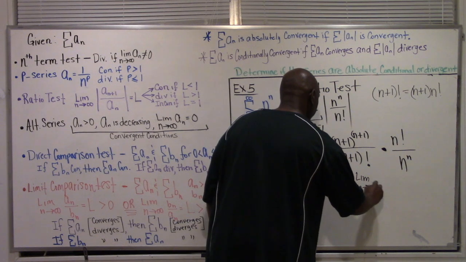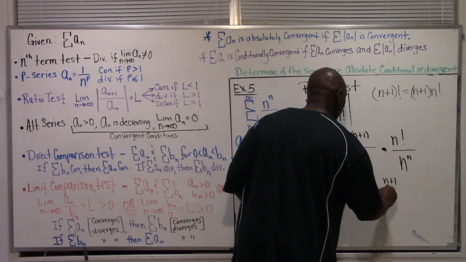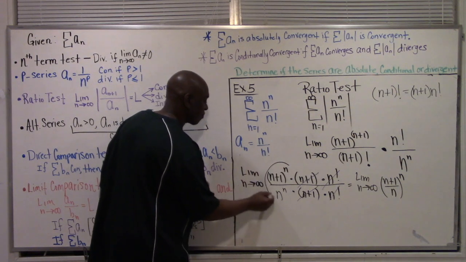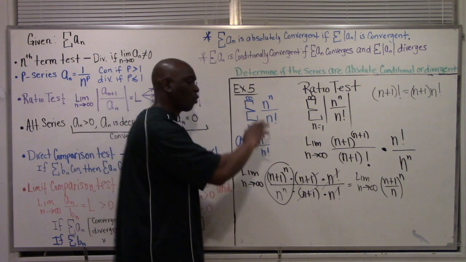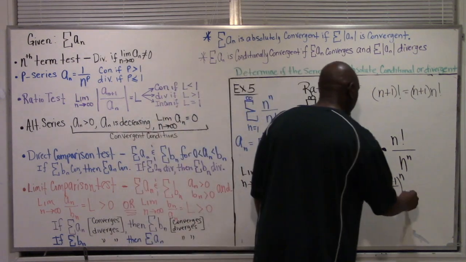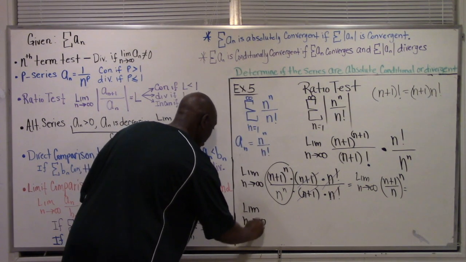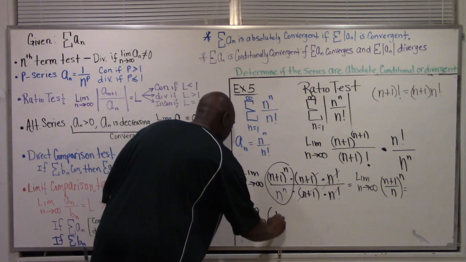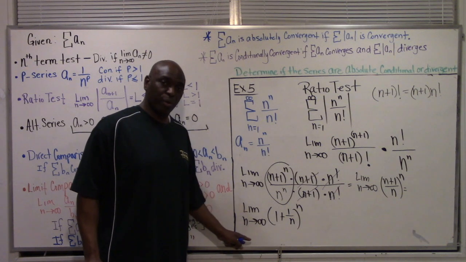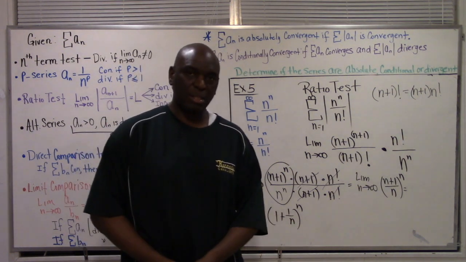as n goes to infinity of, I'm going to write this as one expression now, n plus 1 over n all to the power of n. See how I rewrote this? Now I'm going to go inside the parentheses and simplify it. That gives me the limit as n goes to infinity of 1 plus 1 over n to the n. And we all know what this is. You know what the limit as n gets increasingly large of the quantity 1 plus 1 over n to the power of n is. That's just simply e. That's the number e.